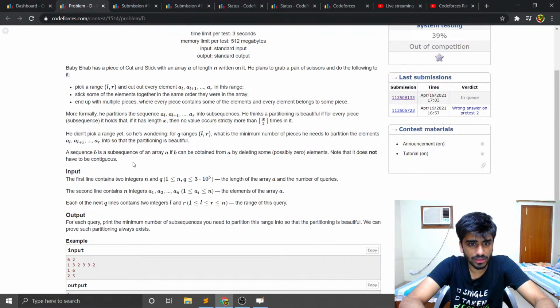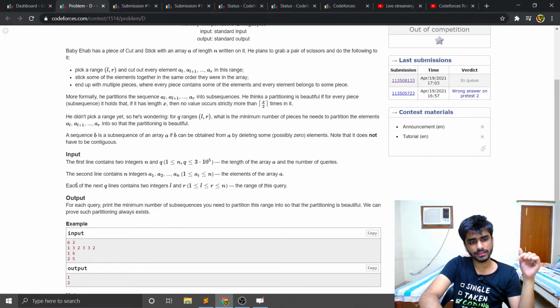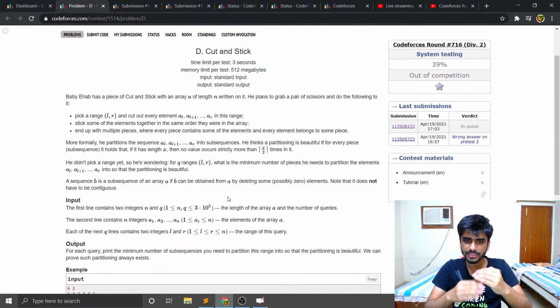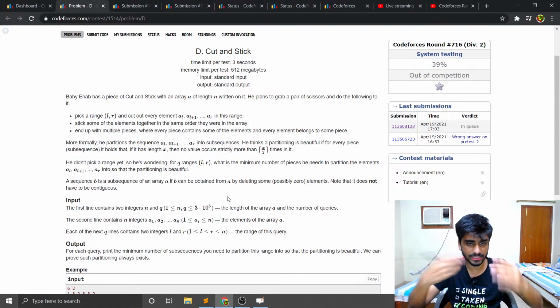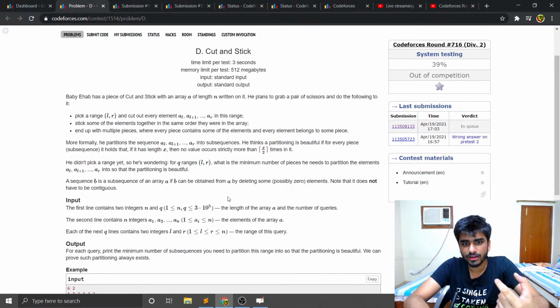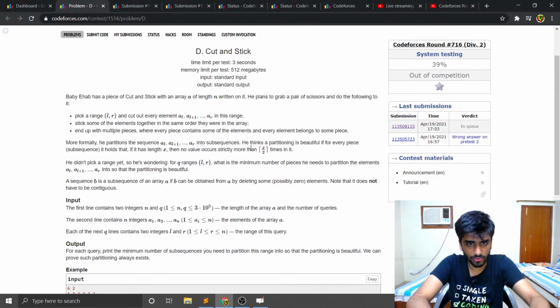So basically, we are given a lot of elements in the array, and the query is basically a sub-array. What we want to do is partition the sub-array into multiple pieces, multiple subsequences, and in none of the pieces do we want any value to occur more than ceil of x by 2 times, right?